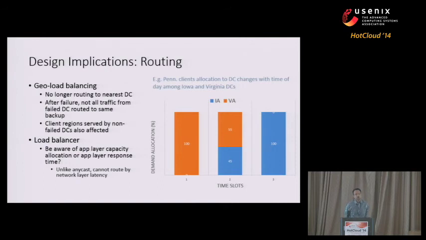First thing is routing. Today, requests are routed using, say, IP Anycast or other mechanisms to the nearest data center. I go to, say, x.com, the DNS servers or whoever figures out this is the nearest data center to serve x.com for me. That won't be the case anymore. In this case, let's say we take Pennsylvania clients. At some time of day, they are allocated to Iowa. At other times of the day, they are allocated to Virginia. So one needs to design the load balancer accordingly.